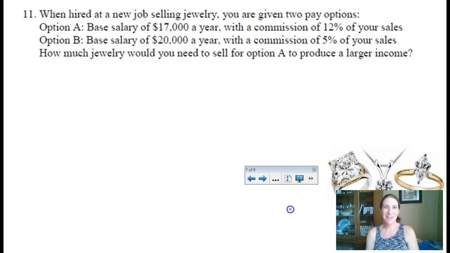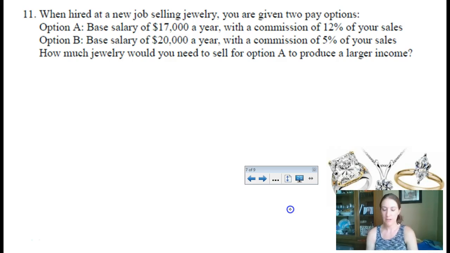When hired at a new job, we are given 2 payment options, and this is nice. I wish everyone offered 2 payment options. 17,000 a year plus 12% commission, or you could bump up your base pay to 20,000 and only get 5% commission. So you have to decide how much of a super seller you're going to be. We want to do some calculation here: how much do I actually need to sell so that one option is better than the other? And then decide if that's reasonable.